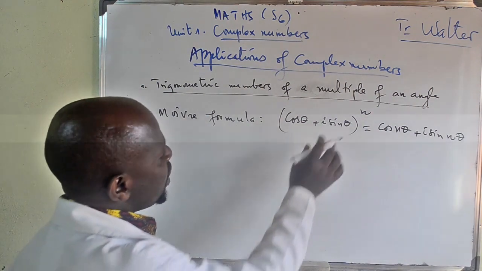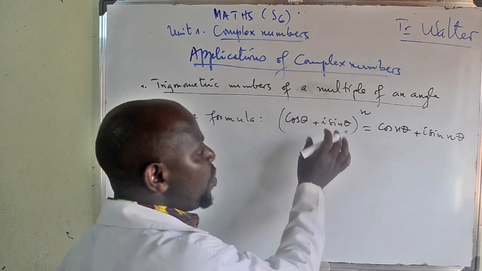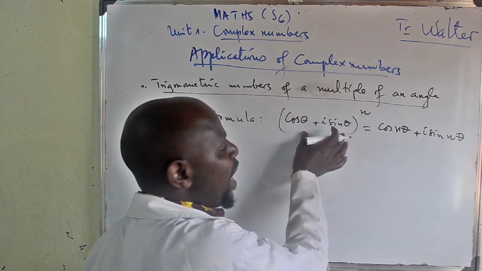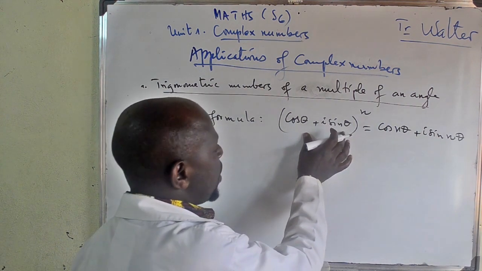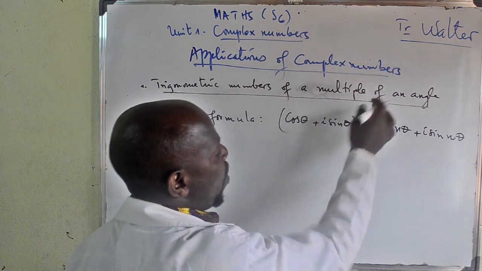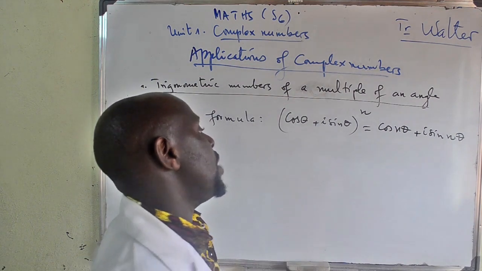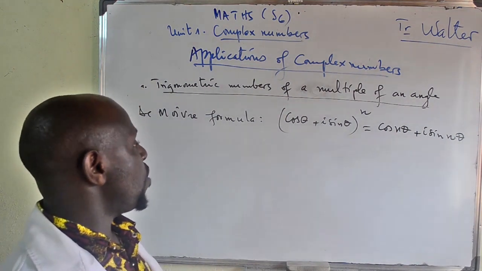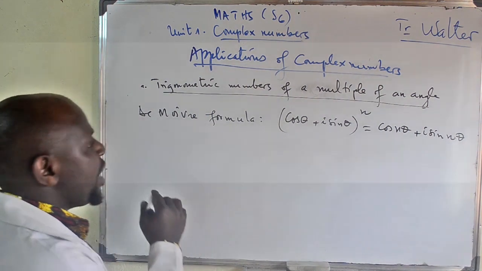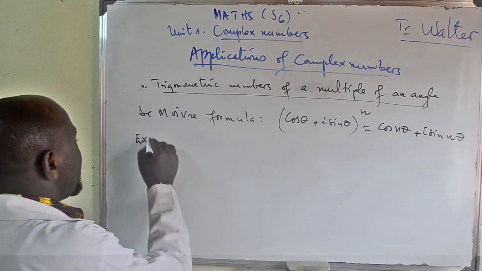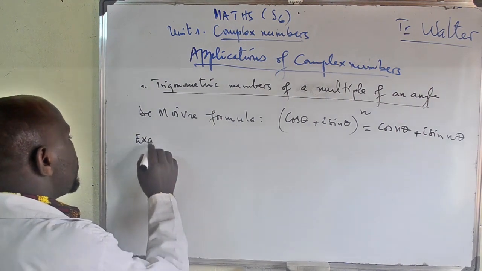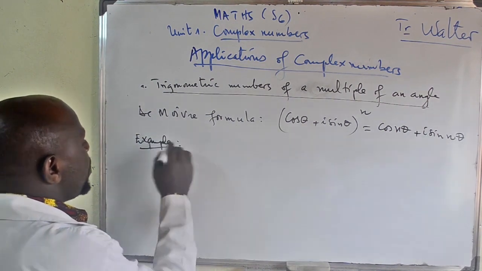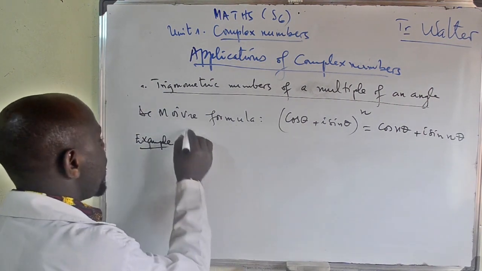So we shall use this De Moivre's formula and the binomial expression where we now expand (cosine theta plus i sin theta) to the power n. We expand it using the binomial theorem from Newton. So, ladies and gentlemen, we shall have an example of how we can do this, and then maybe you can understand better.